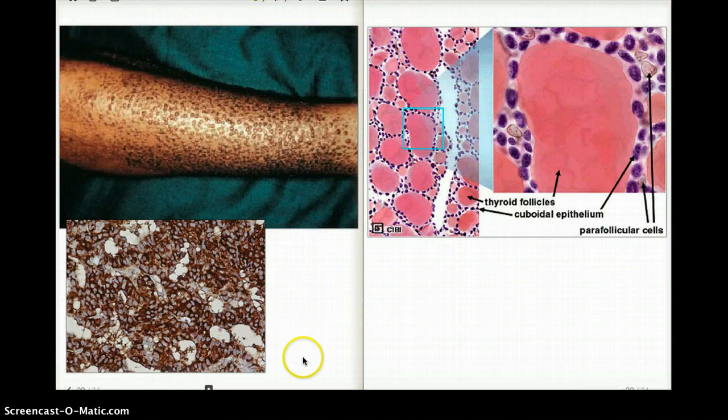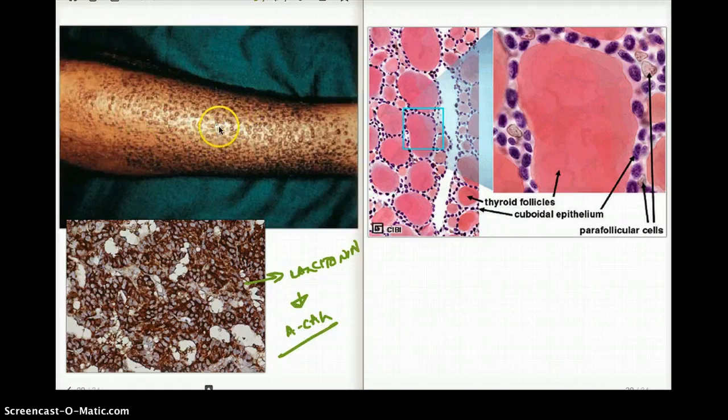Now let's complete our studying with some pictures and some histology. This is our medullary carcinoma of the thyroid. You can see the brownish pigment. Those are the calcitonin, right? And calcitonin is depositing our ACAL, which is our defective protein, which is depositing all over the skin right here.